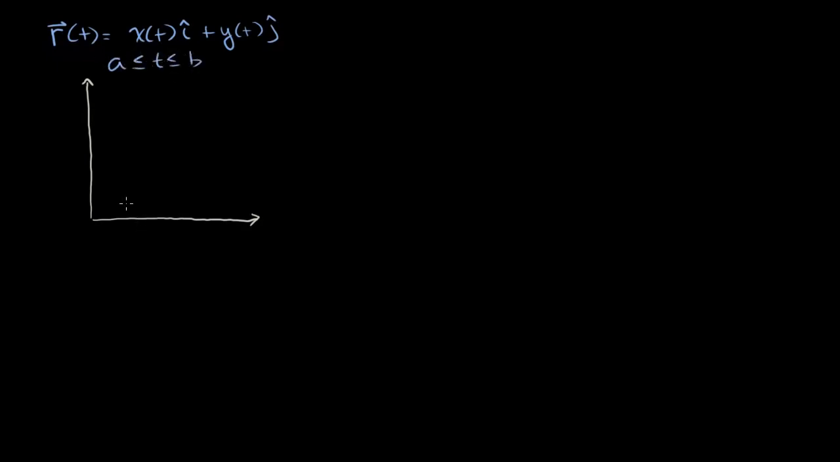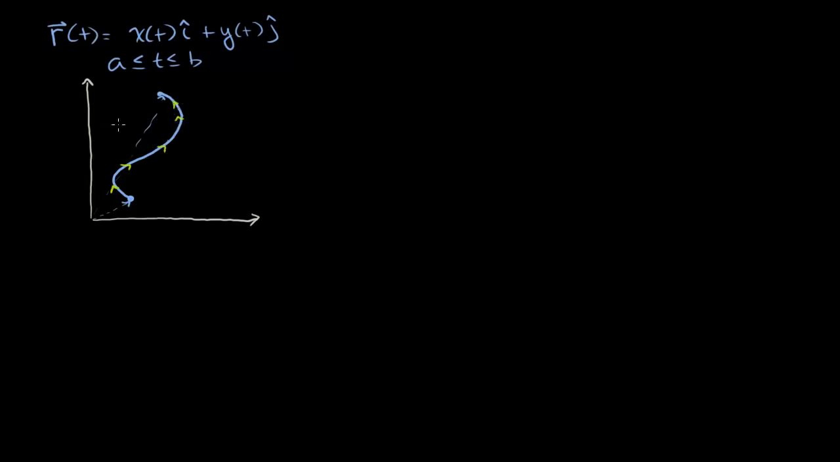So when t is equal to a, we're at this vector right here. If you substitute t equal to a, you get a position vector that would point to that point over there. And then as t increases, the endpoints of our position vectors trace out a curve that looks something like that. When t is equal to b, we get a position vector that points to that point right there. So this defines a path, and the path is going in this upward direction, just like that.